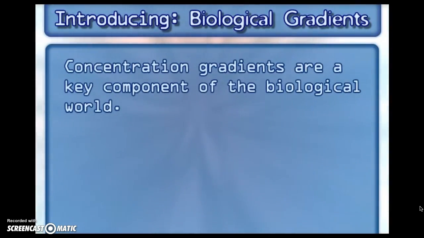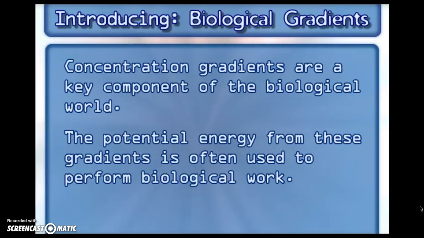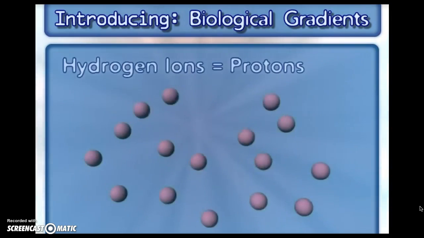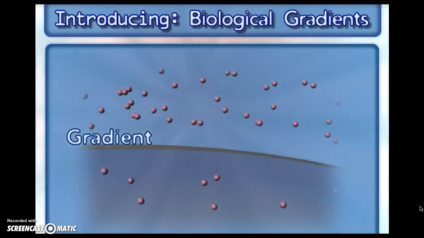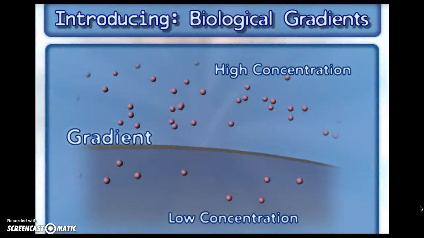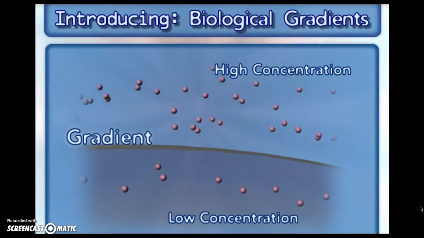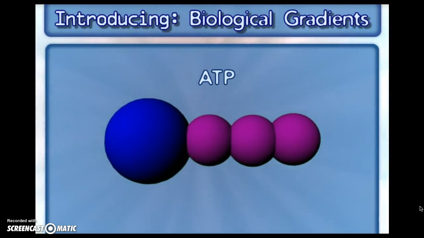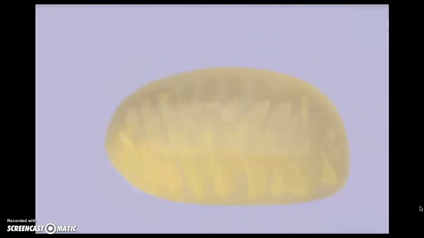Concentration gradients are a key component of the biological world. The potential energy from these gradients is often used to perform biological work. Here we will focus on hydrogen ion concentration gradients. Hydrogen ions are also known as protons. A gradient exists when there is a higher concentration of a molecule in one compartment compared to a neighboring compartment. This animation will demonstrate how the potential energy that results from a hydrogen ion gradient uses ADP and inorganic phosphate, also known as PI, to synthesize ATP. This process involves an enzyme complex called ATP synthase.